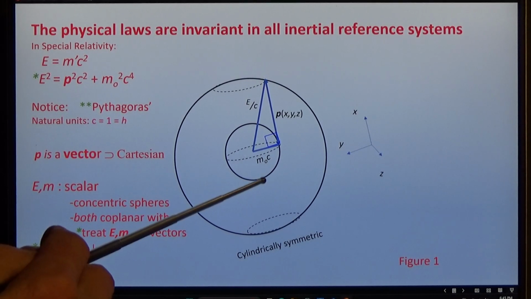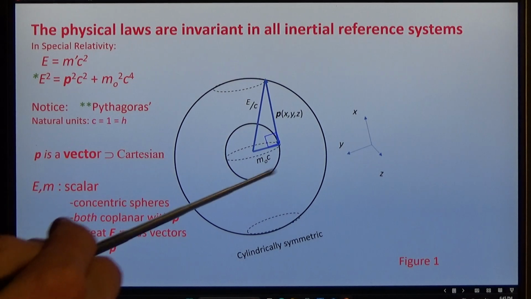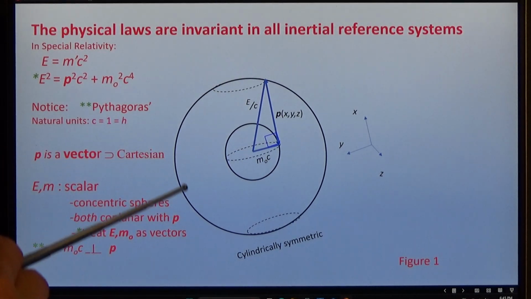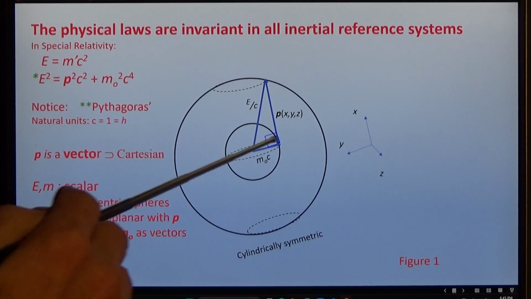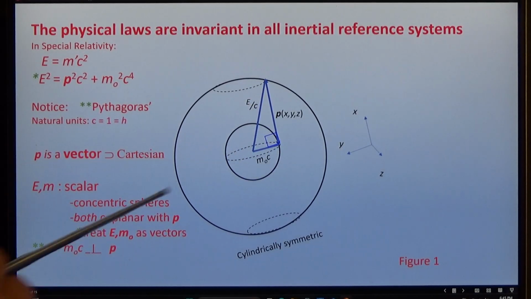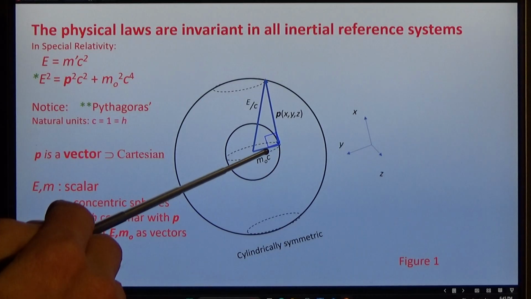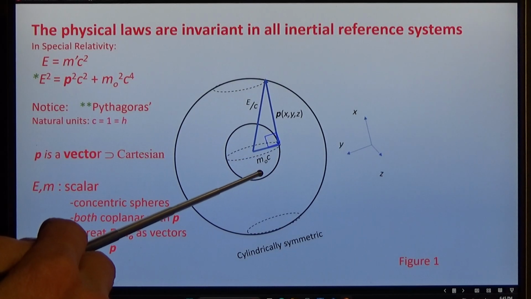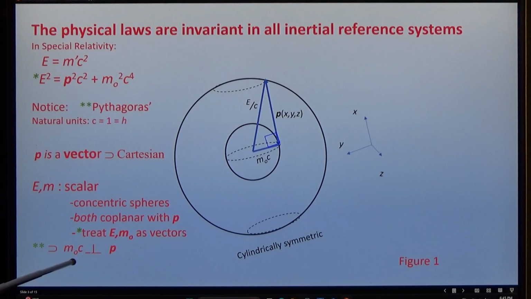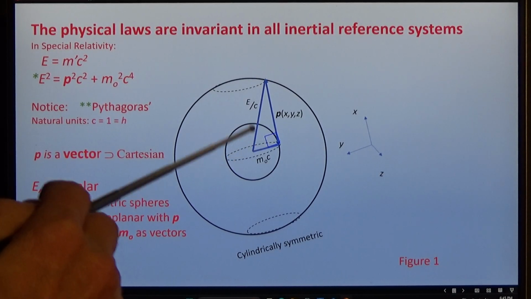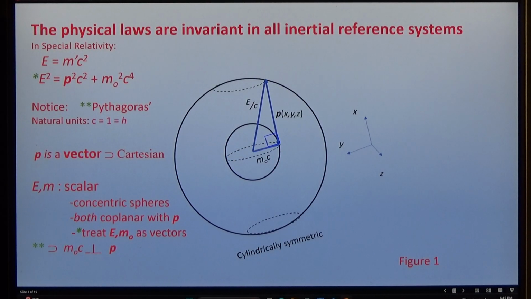We represent them as concentric spheres. And there, both E and m are co-planar with p. We can treat E and m as vectors in this construction. And because of Pythagoras' triangle, m is perpendicular to p. So here we have a display in 5 dimensions. It's cylindrically symmetric.